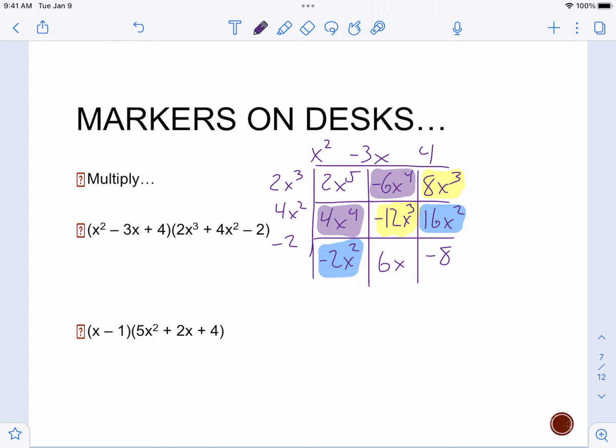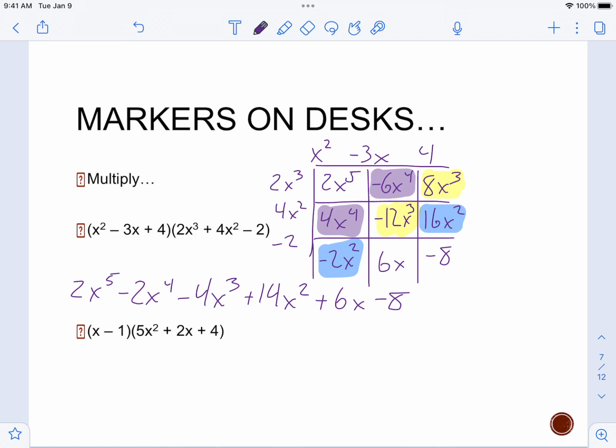So if we're going to write this in standard form, we'll start with the 2x to the fifth. Then the 4 and the minus 6 make a minus 2x to the fourth. The minus 12 and the plus 8 makes a minus 4x cubed. The minus 2 and the 16 make a plus 14x squared. And then we've got a positive 6x and a minus 8.